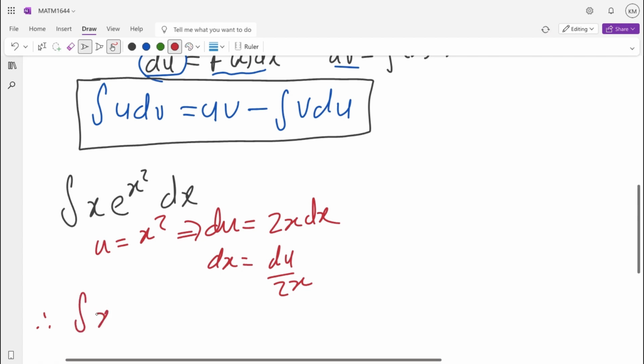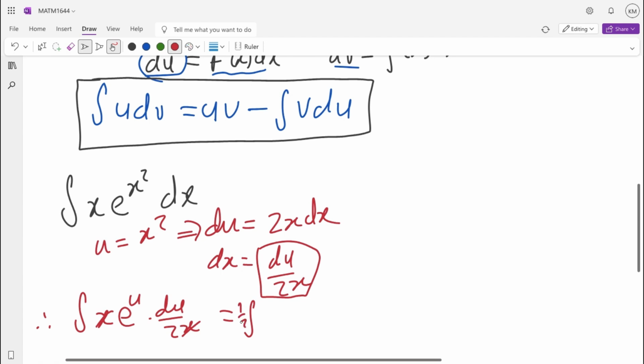Then if we plug the things in there, we're going to end up having the integral of x times e to the x squared, where x squared is u, then times dx, where dx we know is du over 2x. Then this x and that one will cancel out. That's why for this one you don't need integration by parts, because the variables of x will cancel out when we use the u variable.